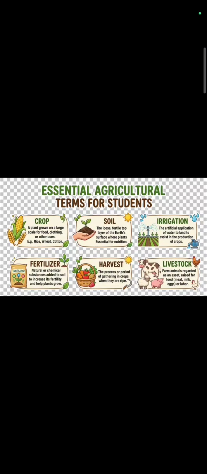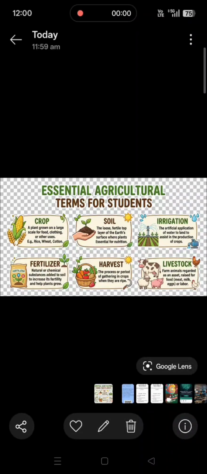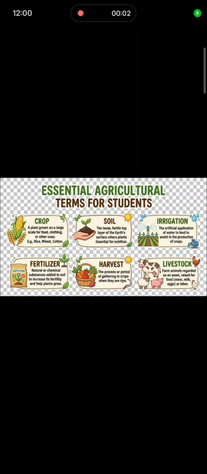I love that you mentioned soil. Students often think it's just a passive base, but it's dynamic. There's so much happening beneath our feet, from microorganisms to nutrient cycles. Exactly, and that brings us to another essential term, fertilizer. Fertilizers are added to soil to boost nutrient content, helping plants grow stronger and faster. It's a term students use from day one, but the specifics can get lost.